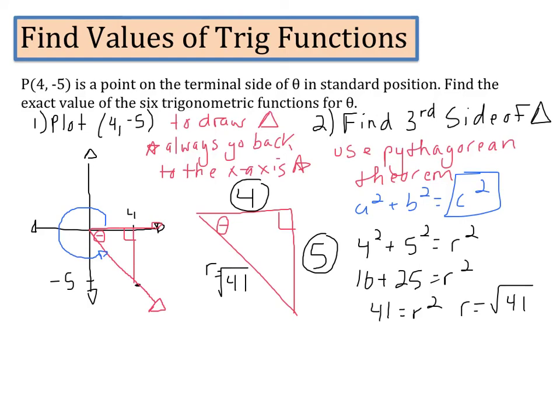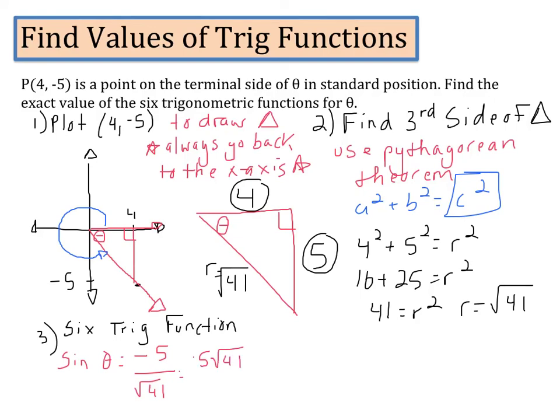So now, once I've found all 3 sides of the triangle, the last step we do is to find the 6 trig functions. So let's start off with the first one. So first we have to find the sine of theta. Now sine is just y over r, or opposite over hypotenuse. So we have negative 5 over the square root of 41. Now we can't have a square root in the denominator, so we change that to negative 5 times the square root of 41 over 41.